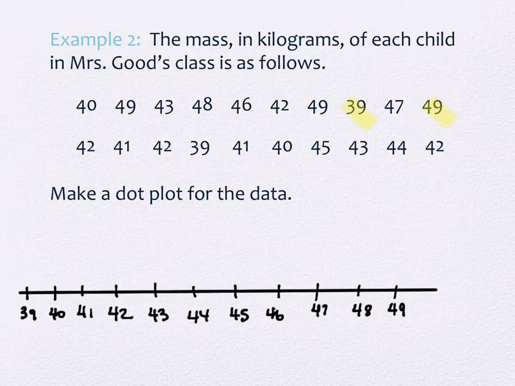Okay. What we're going to do then is take each data value and go from left to right. I'm going to do the 40 and the 42, and then the 49 and the 41, and then the 43 and the 42. I'm just going to do them pairwise. And we're going to make an X above the location where that value is.